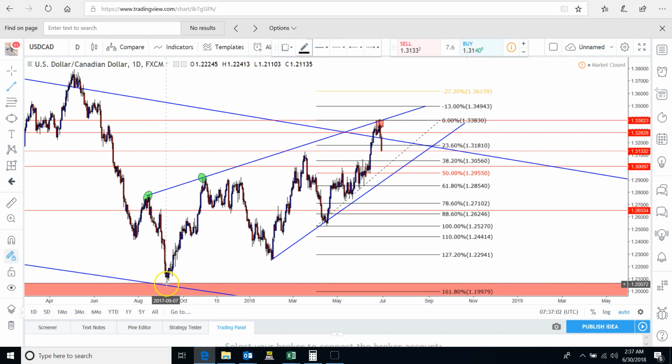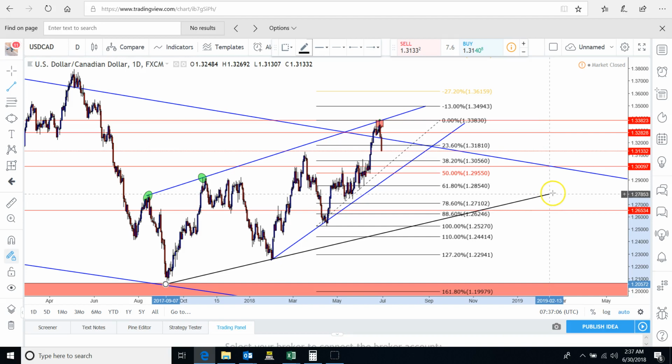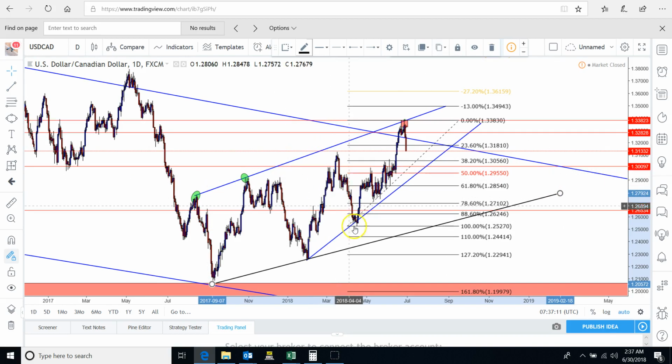But our next area would be 38.2. If price can break that area, we're looking at 50%. If price can break there, then we're looking at the 61.8% area. Now, a couple other things you could do. You could take a trend line from here, using that as point A. This is point B. Drag into the future, and you also have a nice channel that you could possibly be trading out of.